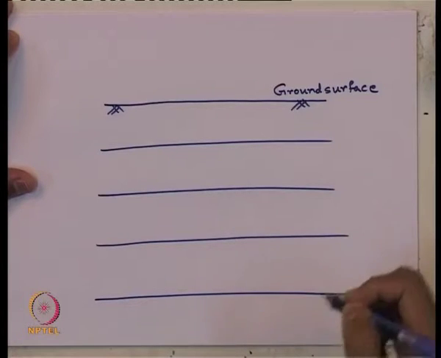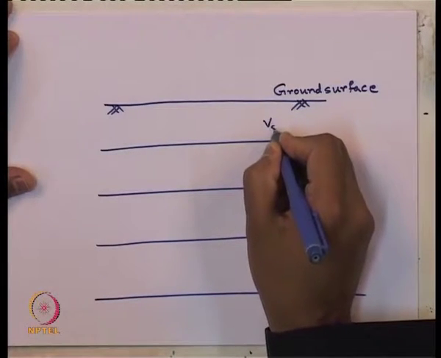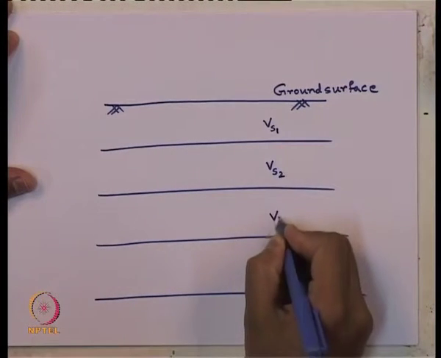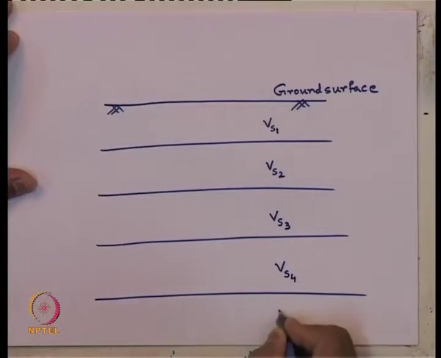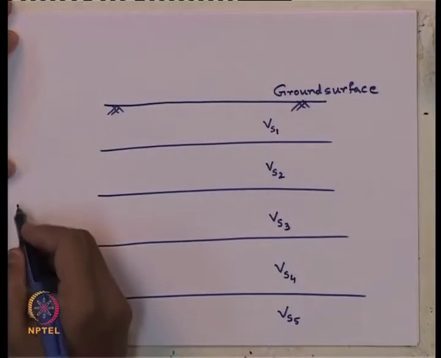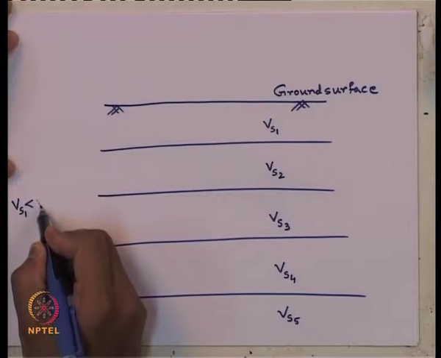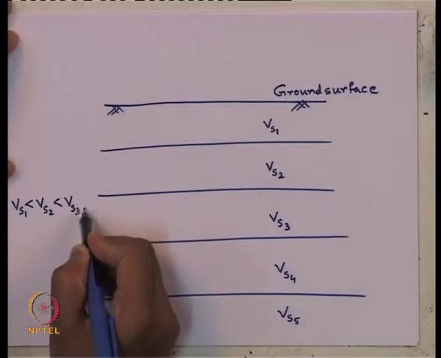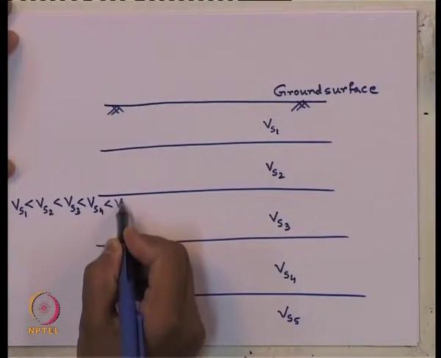The shear wave velocity, say in this layer Vs1, in this layer Vs2, in this layer Vs3, in this layer Vs4, in this layer Vs5, and so on, in such a way that typically Vs1 is much less than Vs2, which is much less than Vs3, then this is much less than Vs4, this is less than Vs5.